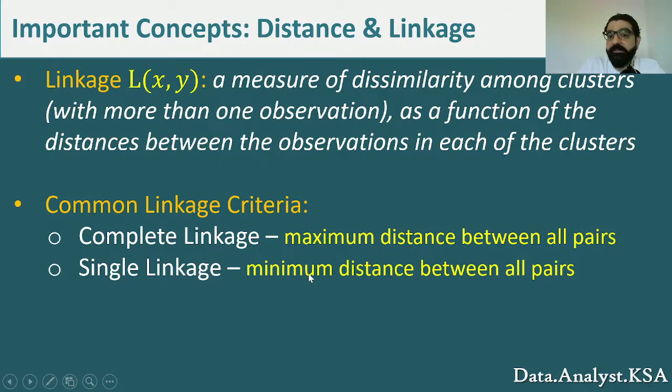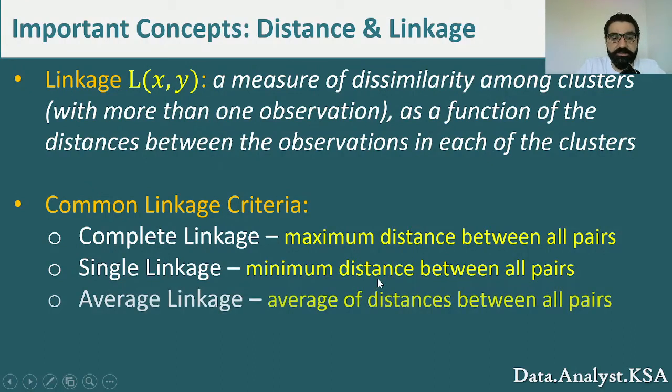So if the minimum distance between all pairs is close enough, I will end up joining the cluster. I'm taking the same 25 pairs, but instead of looking at the max, I'm looking at the min. And based on the minimum value, I'm either joining them or joining other clusters. The average linkage is somewhere in between. It's not the maximum, it's not the minimum.